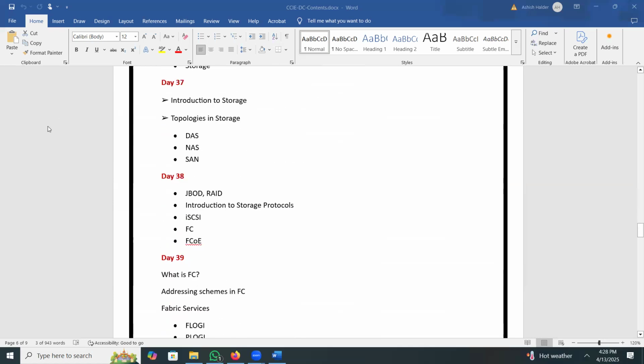Then day 37, we will go for storage area networks. Okay. Then day 38, I will discuss some protocols: iSCSI, SAN, Fibre Channel over Ethernet. I'll discuss everything. And day 39, I will discuss the Fibre Channel protocol. Okay, because we will use the Fibre Channel protocol instead of Ethernet. Currently we are using Ethernet technology in the world. Ethernet is our LAN technology, but we will not use Ethernet here. Why? I will discuss everything.